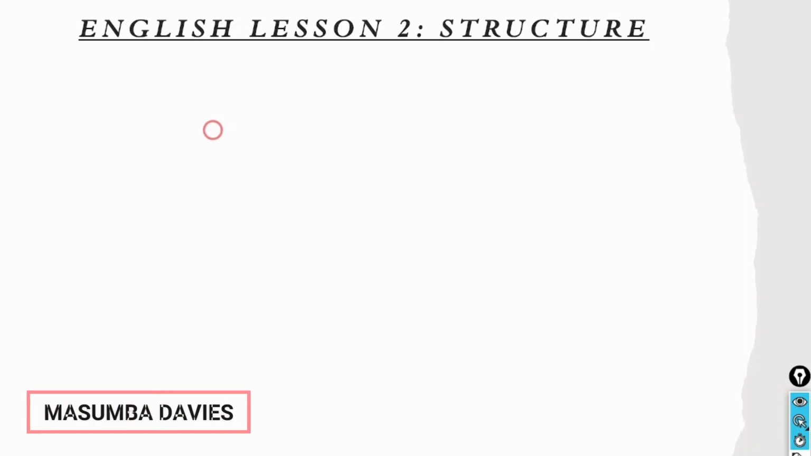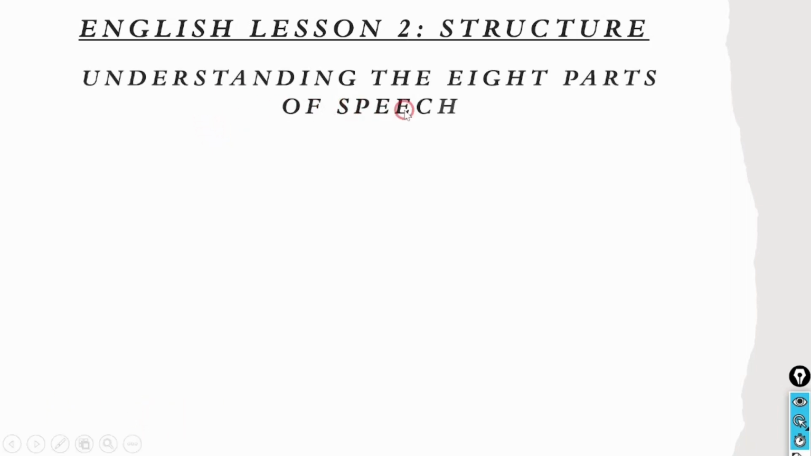Under structure, we started looking at understanding the 8 parts of speech. In our previous lesson, we did the first part, and in our lesson today, we are going to look at part 2, where we'll be looking at verbs. Watch this video up to the end so that you understand what I'm going to teach in this lesson about verbs. So first of all, we are going to look at what a verb is.